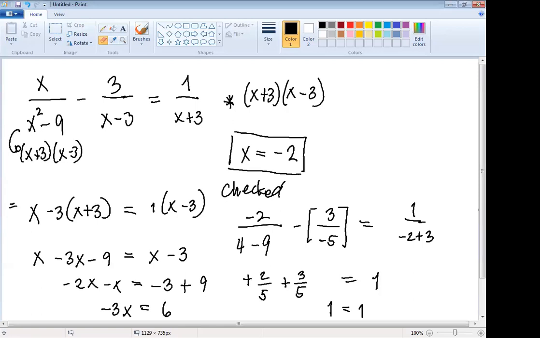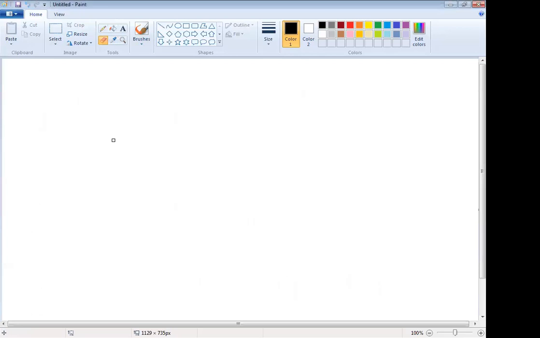Okay, next example. We have x over x minus 3 plus 3 over 2 equal to 3 over x minus 3.